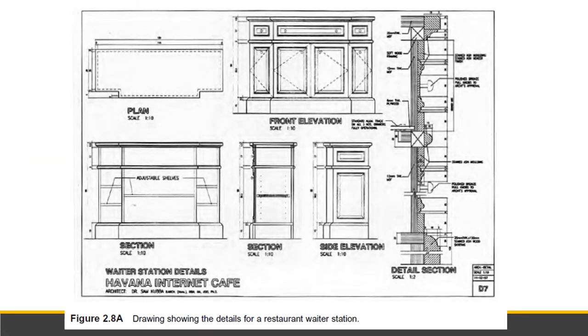So example of this is, for example, waiter station details. So that is for the Havana Internet Cafe. So these are the details for that waiter station. So this is the plan section, side section, side elevation, and front elevation, and yung carvings niya. So mayroong mga measurements, yung mga material, yung mga knob. So yun, ito yung tinatawag na fabrication detail.